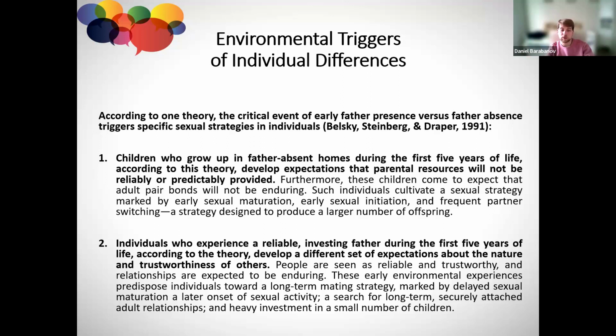On the other hand, people who had a father and had more reliable resources in the early days of life developed an opposite strategy of mating based on long-term relationships, and they don't like to change partners and invest heavily into children, increasing the chances of survival of a smaller number of children compared to the first strategy, which maximizes the number of offspring without concern about what's happening.